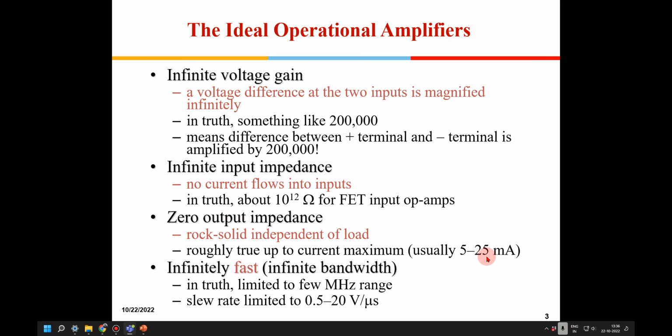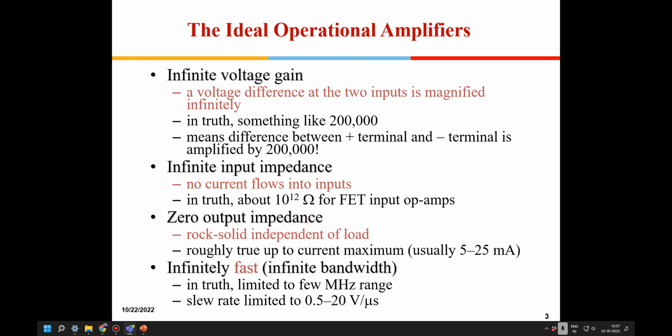It should be able to give 5 to 25 milliamperes of current at the output stage. And it should have infinite bandwidth, that means it should be very fast. These are all ideal conditions, but in actual practice the bandwidth will be only a few megahertz, and the slew rate will be 0.5 to 20 volts per microsecond. Whatever is written in red is the ideal condition, and whatever is in black is what we practically achieve in these circuits.